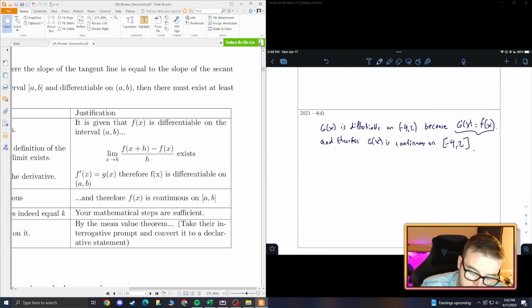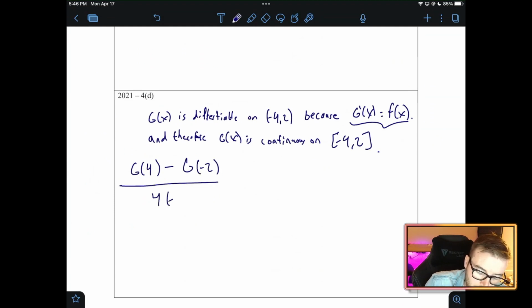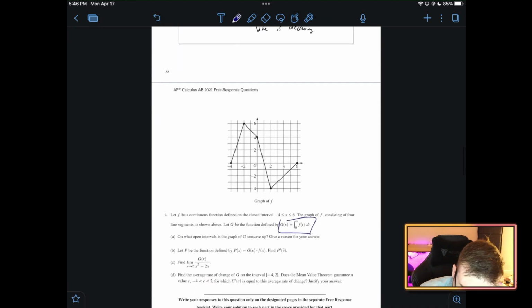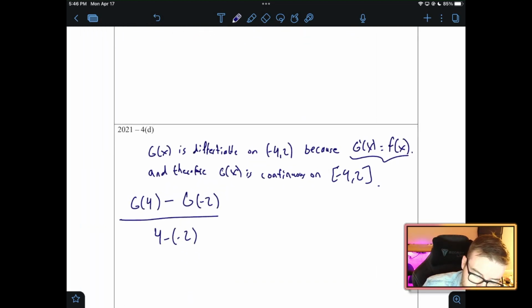Let's find the average value. So we want to find g of 4. I can go full screen for the moment on this. G of 4 minus g of -2 over 4 minus -2. Is that right? It's -2 to 4, right? Oh, -4 to 2. Sorry, -4 to 2.